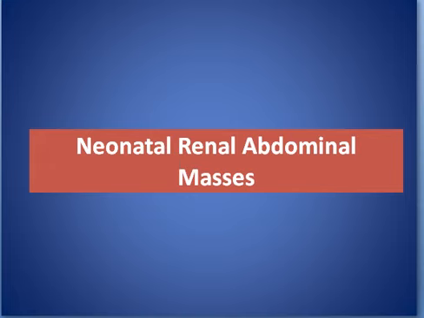Other differential diagnoses include autosomal recessive polycystic kidney disease, which can also be diagnosed on ultrasound, and lastly, renal vein thrombosis, which usually presents with a unilateral renal mass without venous flow on Doppler ultrasound.